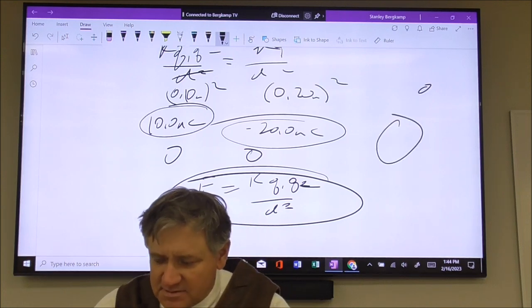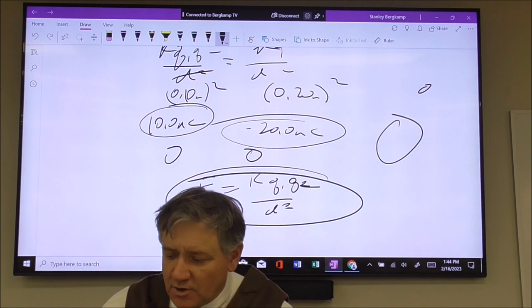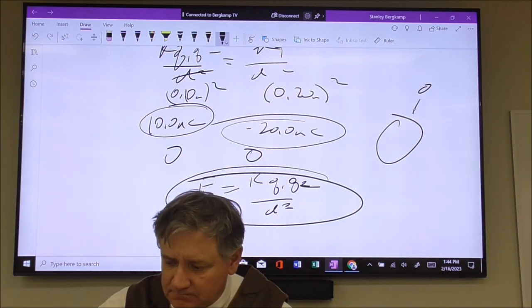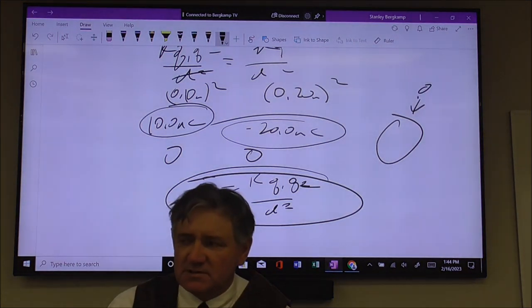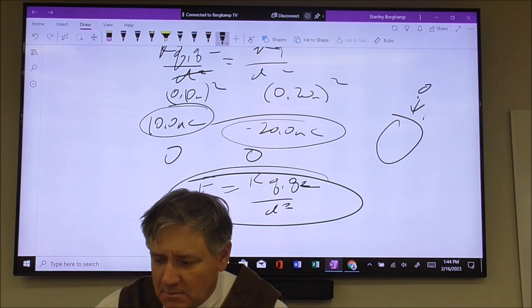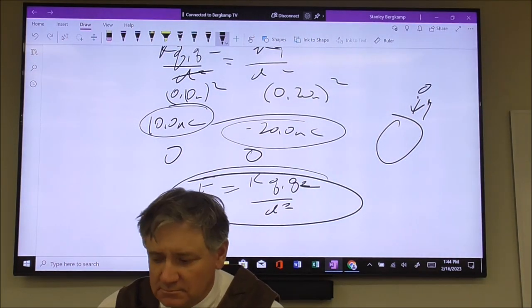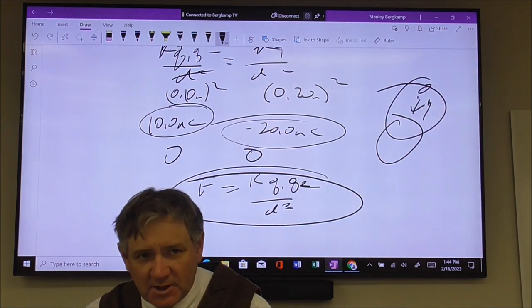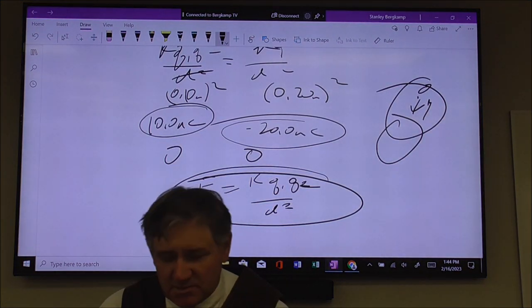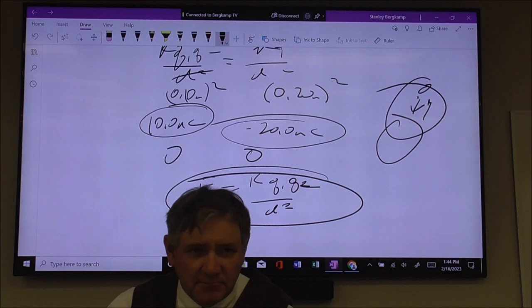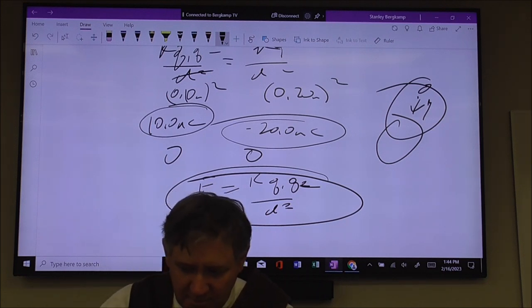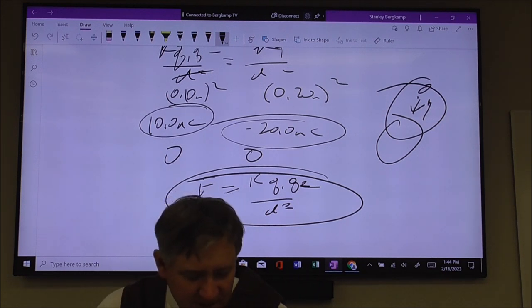Here's the Earth, here's the Moon. Earth pulls on the Moon, right? Kind of a cool thing. What does the Moon do? Moon pulls back on the Earth. Which one has the greater force? It's the exact same. Okay? It's the exact same. Which is why we have tides, because you have this pull from the moon that allows us to have tides.